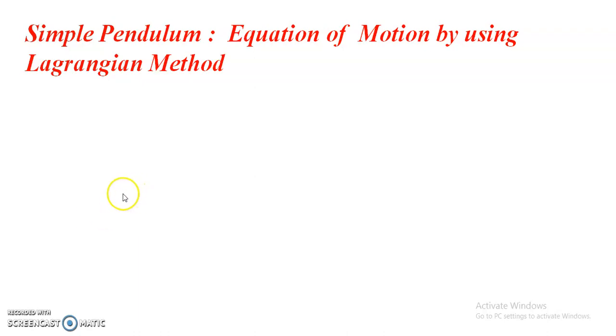In this video we are going to find the equation of motion of a simple pendulum by using the Lagrangian method. Also, we use the same method to deduce an equation for the time period of the simple pendulum.